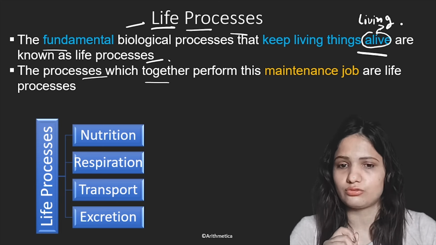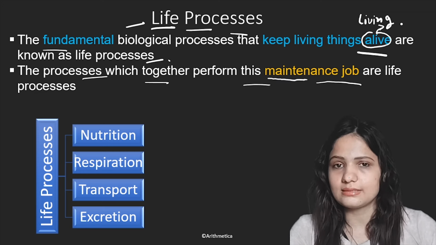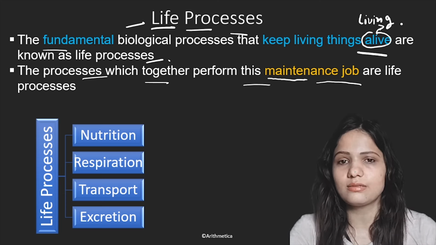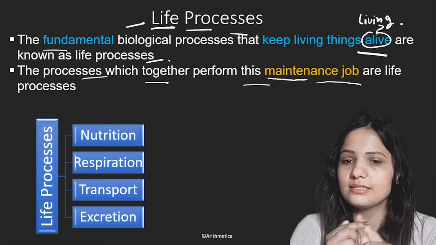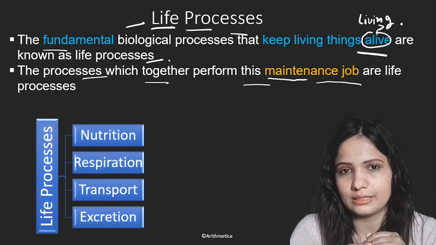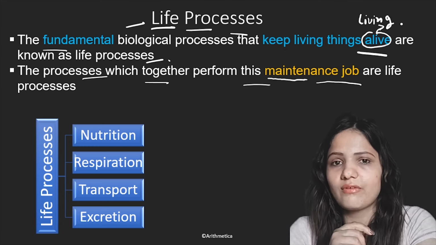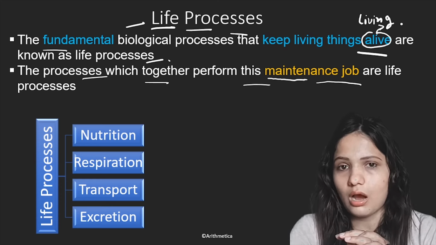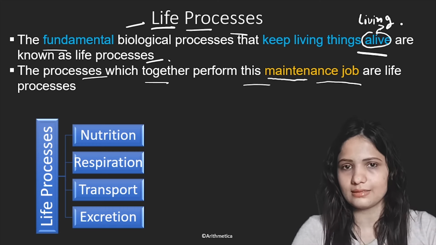The processes which together perform this maintenance job are life processes. The life processes we are discussing also perform the maintenance function. Okay, and this maintenance function is necessary for living organisms. Why? As we all are aware, the maintenance function of living organisms must go on even when they are not doing anything particular. Let's say we are just sitting in class or somebody is sleeping. This maintenance function has to go on. The processes which together perform this maintenance job are known as life processes. So we can say that life processes are the maintenance processes.